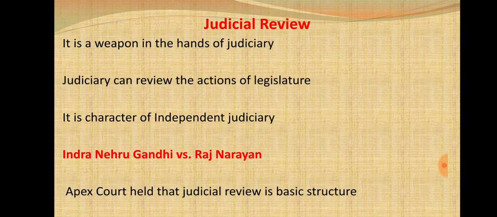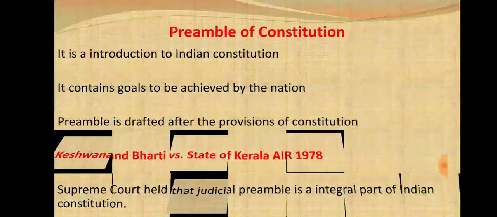In Indira Nehru Gandhi versus Raj Narain, the Supreme Court of India held that judicial review is a basic structure. It means if we want our judiciary to be independent, the power of judicial review should be with the judiciary, and hence this is a very important characteristic of the Indian Constitution.